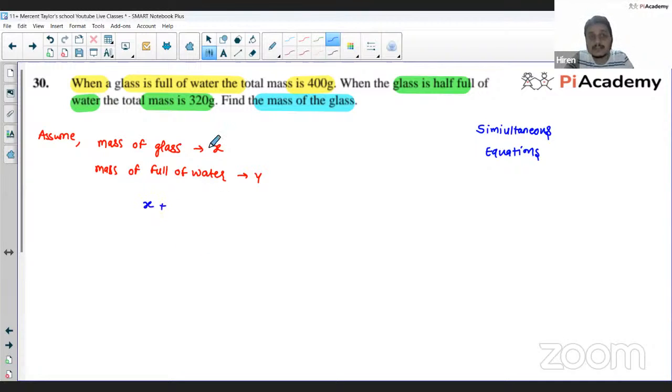And next, what do I need to add? I need to add Y, the reason being it's full of water. So X plus Y, that is the 400 grams. This is my first equation. If you are getting this, then you are doing well.